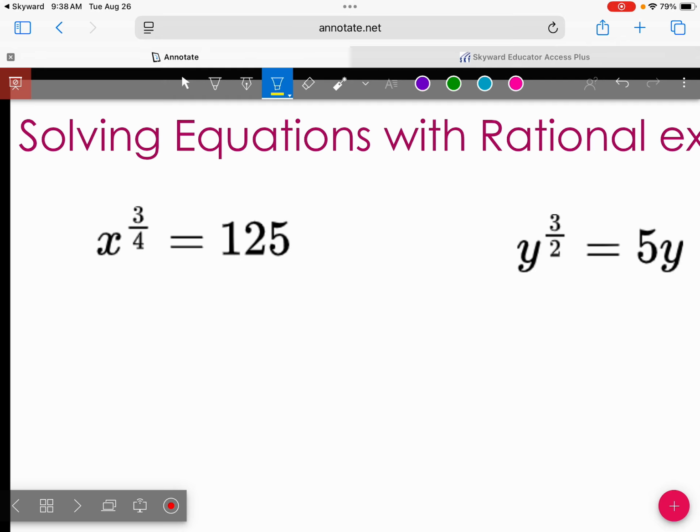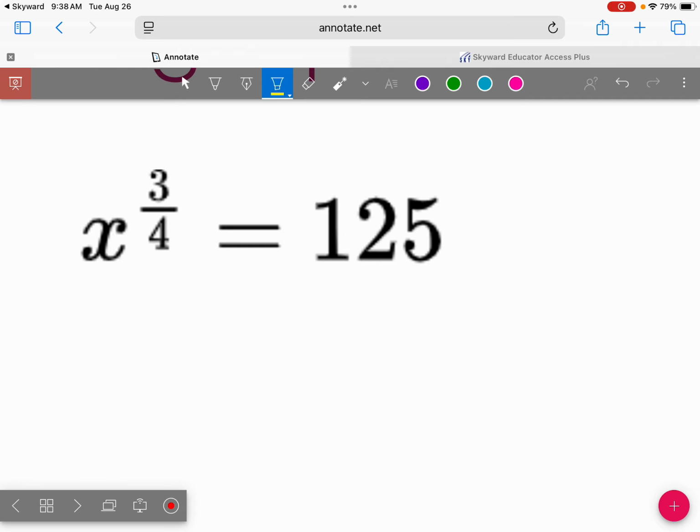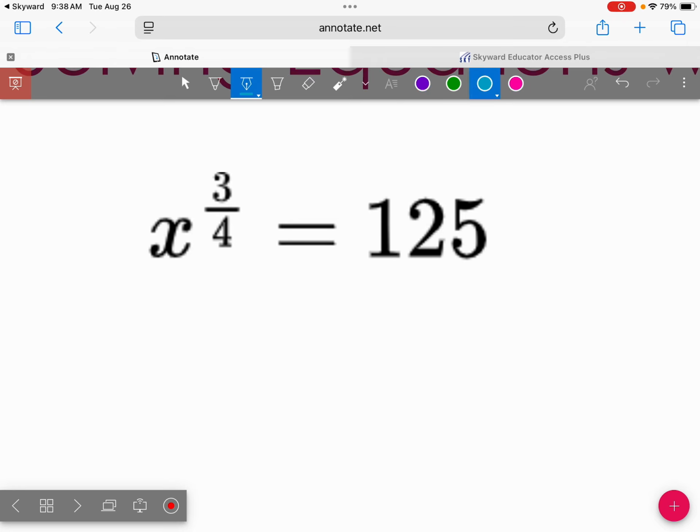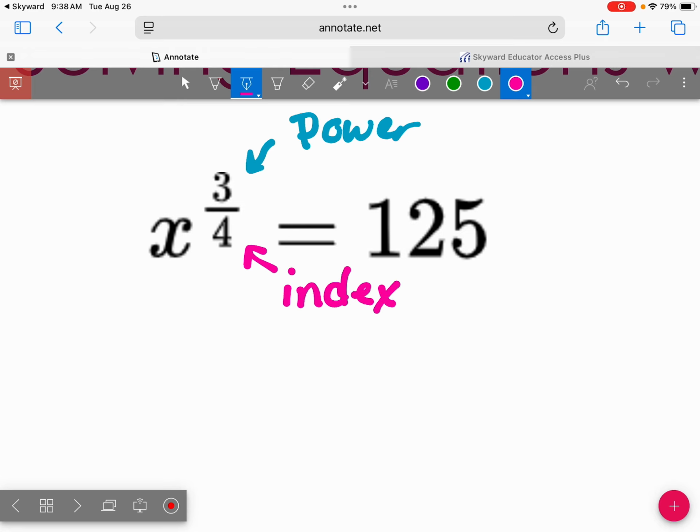So we have x to the 3/4 equals 125. Ew. What does the x to the 3/4 mean again? We've got our power. What's the denominator? The index. The square root has an index of 2, cube root has an index of 3, fourth root has an index of 4. It's a little number that goes in the crook.